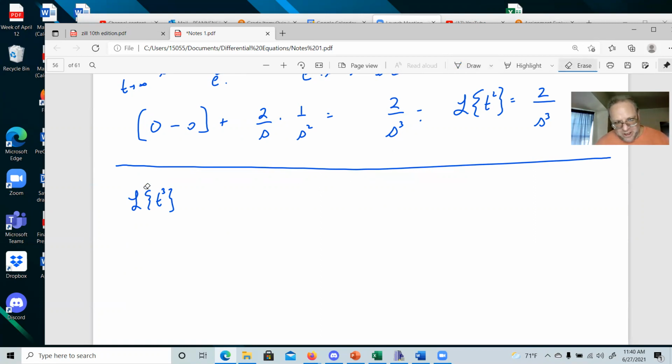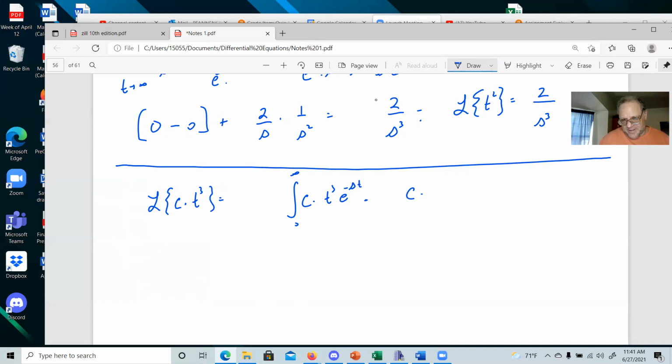What if I want to do something like a constant times t cubed? So I want to do the Laplace transform of c times t cubed. Well, what's this going to look like? This is going to be the integral from 0 to infinity of c times t cubed e to the negative st. This is going to be c times the integral from 0 to infinity of t cubed e to the negative st dt.